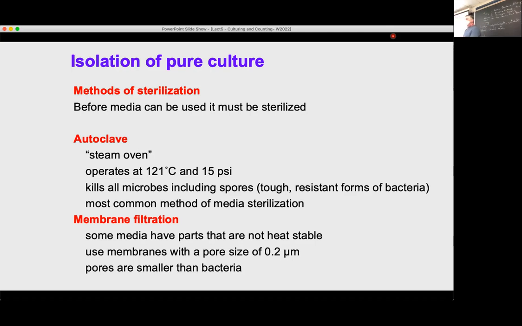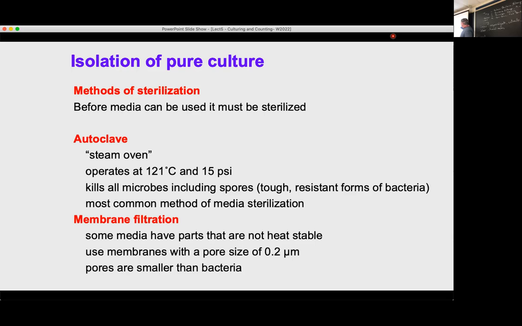With the autoclave, this is a big machine in the corner of the room, and it's kind of noisy. It's a pressure cooker. What it does is you put your media in there, it pressure cooks it to 121 degrees Celsius for 15 pounds per square inch of pressure. PSI, 15 PSI, I think that's just over 100 kilopascals. And then 250 Fahrenheit.